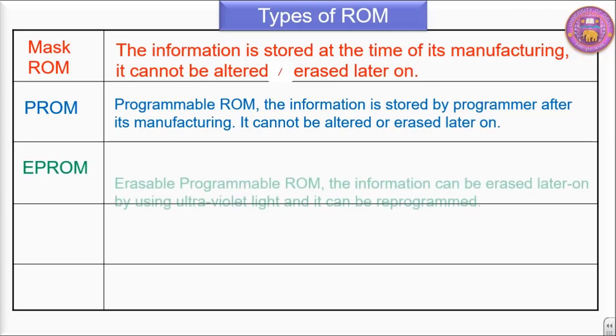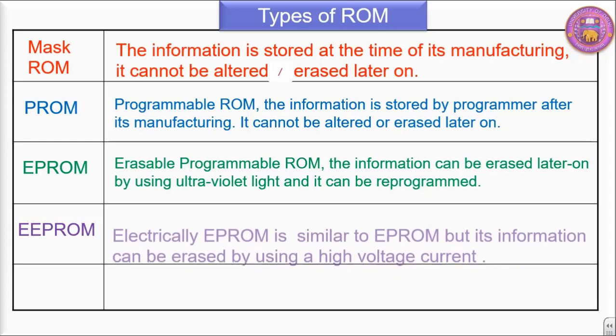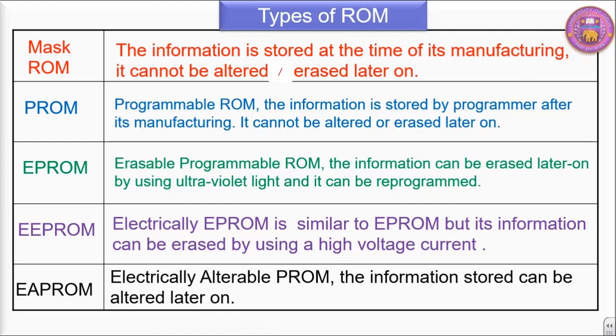EPROM, erasable programmable read-only memory. The information can be erased later on by using ultraviolet light and it can be reprogrammed. EEPROM, electrically erasable programmable read-only memory, is similar to EPROM, but its information can be erased by using a high voltage current. And the last one is EAPROM, electrically alterable PROM. The information stored can be altered later on. So these are the different types of ROM which are available.